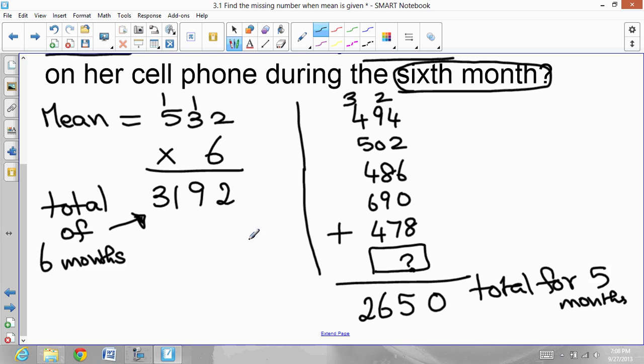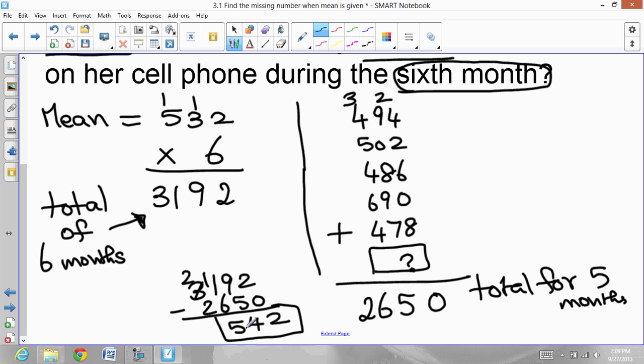You know the total for 6 months and you know the total for 5 months. So which basically means the last step in this case is 3192 minus 2650, which is going to be 2. 9 minus 5 is 4. You cannot take a 6 from a 1, so you need to borrow. That becomes a 2 and 11. And 11 minus 6 gives you 5. And 2 minus 2 is a 0. So basically, for the 6th month, she was going to speak 542 minutes, which is the answer.